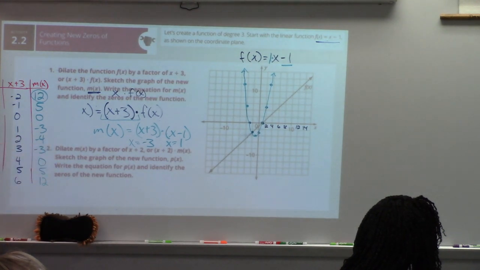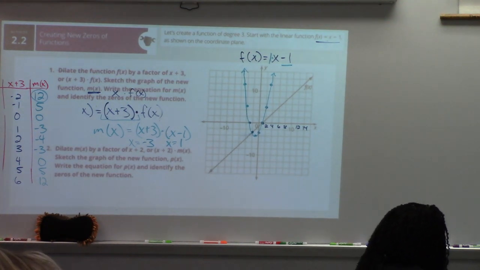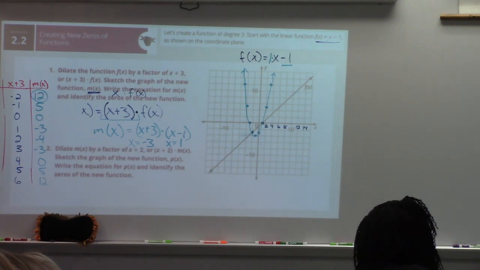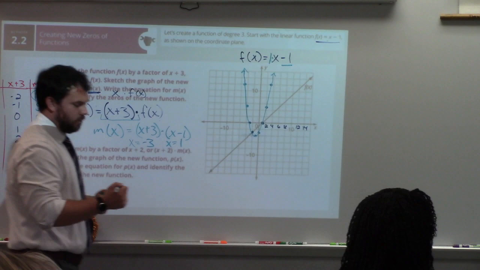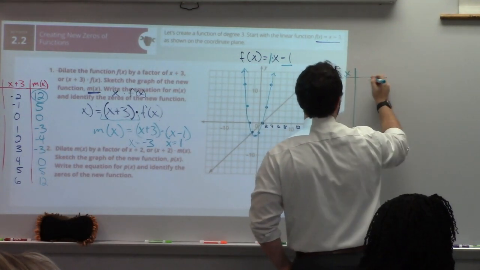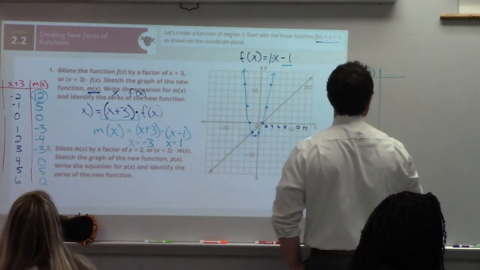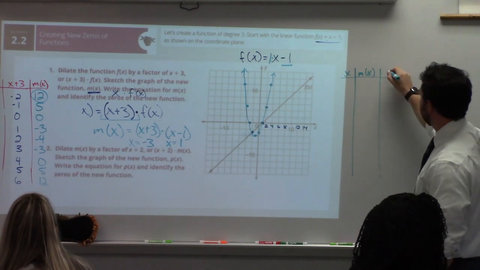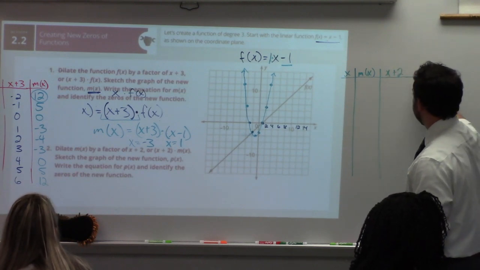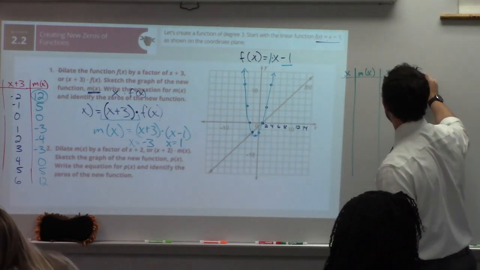So, number 2 says dilate m of x by a factor of x plus 2. Right? So you can continue this table or you can make a new one. I might make a new one to help me organize things. We've got x, we've got m of x, and now what new thing do we need? Now we need x plus 2. And when I dilate those, what function am I getting? P of x.